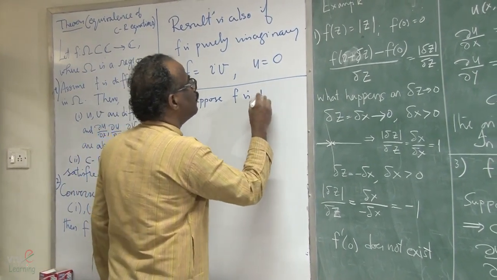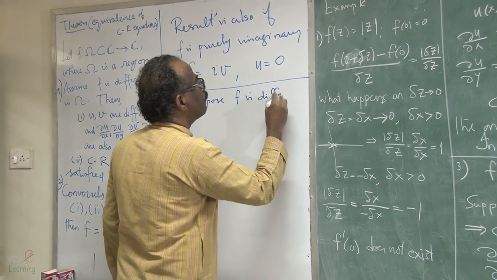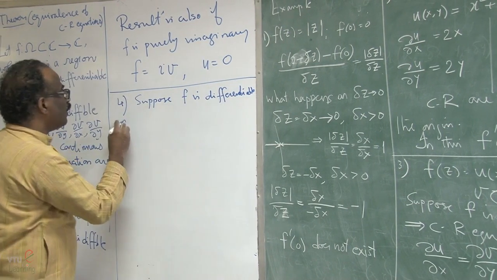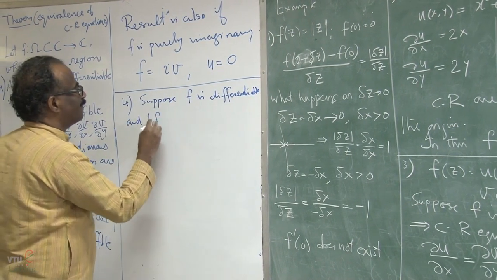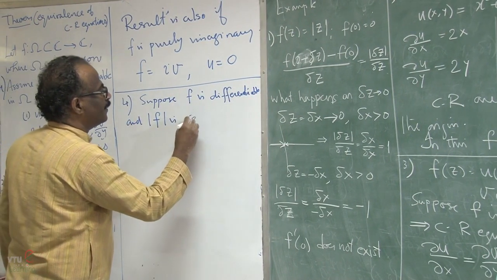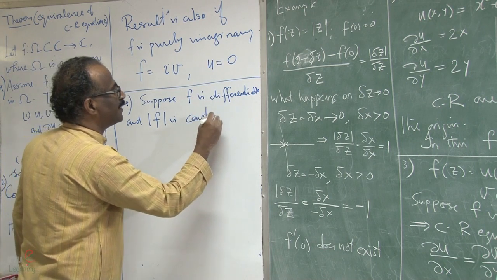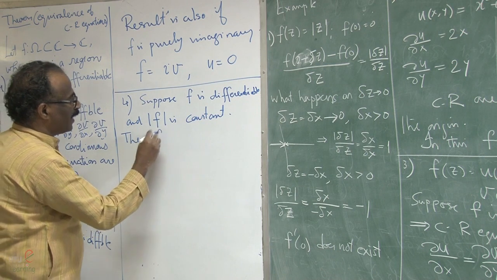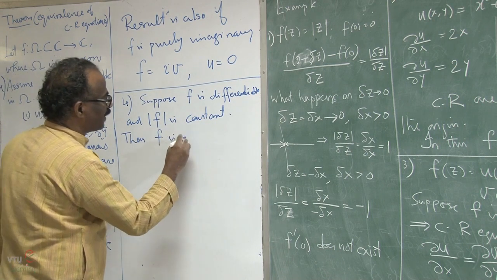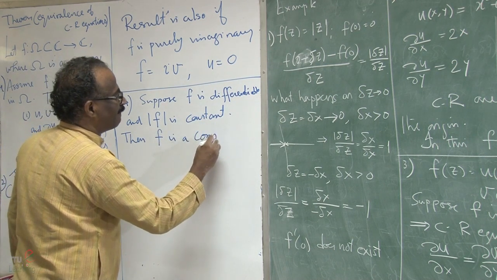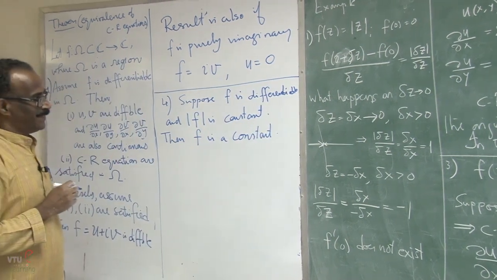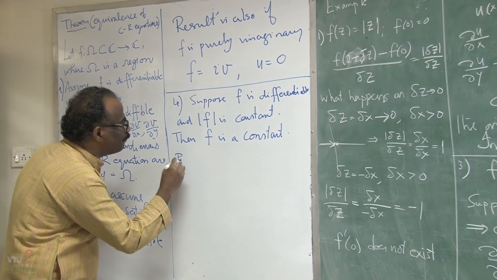Suppose f is differentiable and mod f is constant. This is a very nice general result. Then f is a constant function. I am only telling you mod f is constant. So let me give you a very simple proof of this.